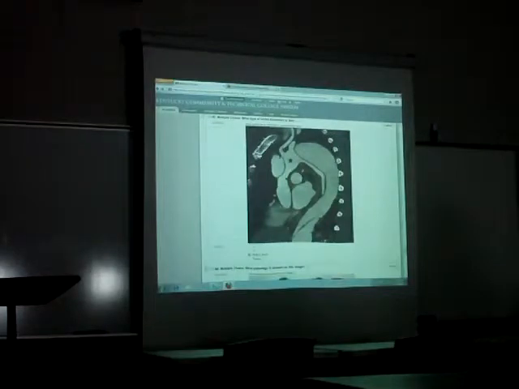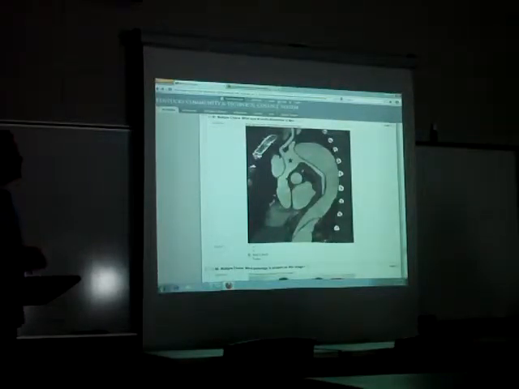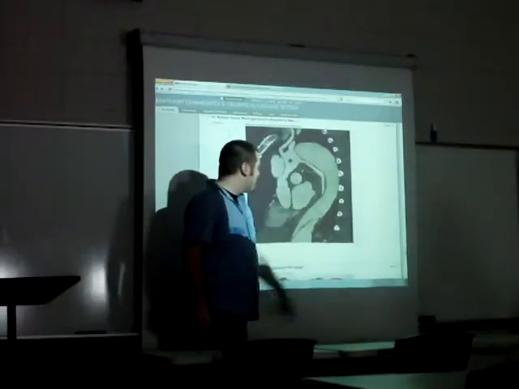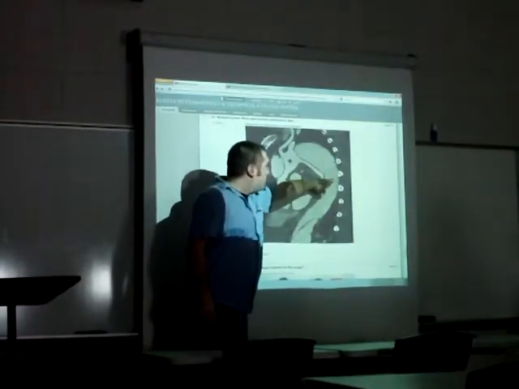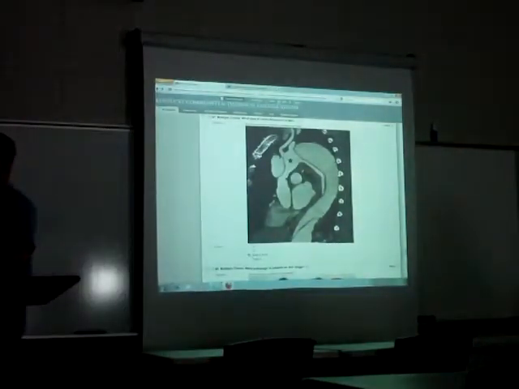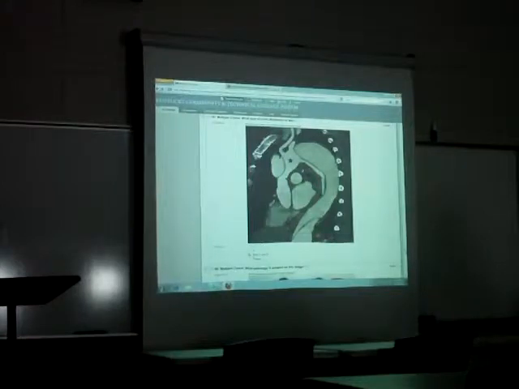Okay, this one, once again, kind of stumped a few, but this is actually a type A and type B because it starts at the aortic arch, so this would be type A, and then probably right here to right here, that's type B. So you actually have both of these going on at the same time.